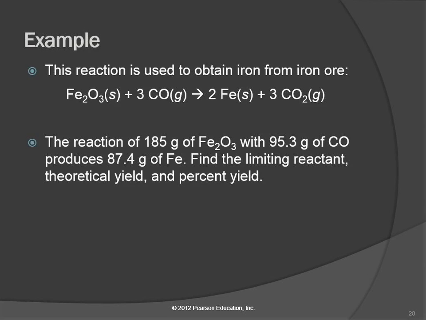So 185 grams of Fe2O3. Well, let's write that here. 185 grams. 95.3 grams of CO. And then it says it produces 87.4 grams of iron. Now it's asking us for 3 things: the limiting reactant, the theoretical yield, the percent yield.